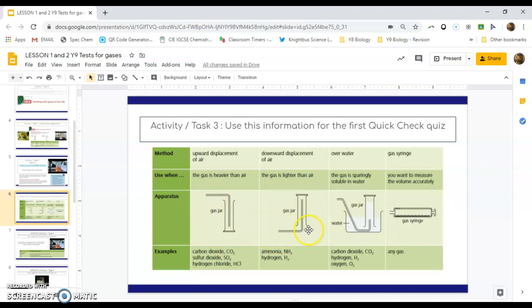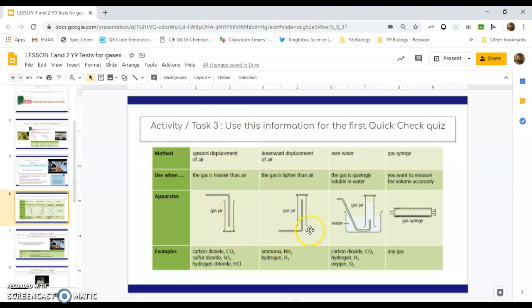If your gas is lighter than air, instead of upward displacement, which is what I've just described, and by the way it's called upward displacement because as you fill your gas jar with your new gas, the air inside it flows upwards. That's why that method is called upward displacement.